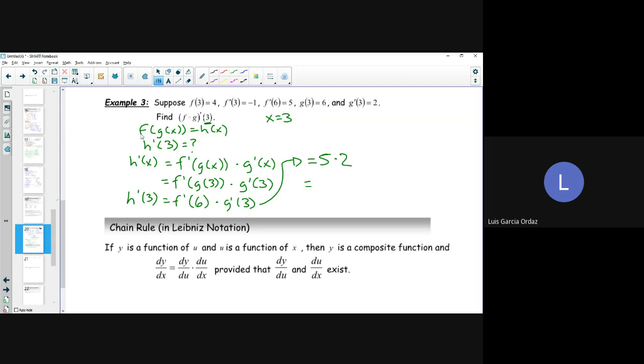Anyone? 5 times 2? 10. Which means that my derivative of h when x is 3 is going to be 10. So this is a way of just using the chain rule in terms of composite functions where you're given certain values where f and g of x are evaluated at certain x values. Is everybody okay with this example? We just use the definition of chain rule to help us find the derivative of h of x.